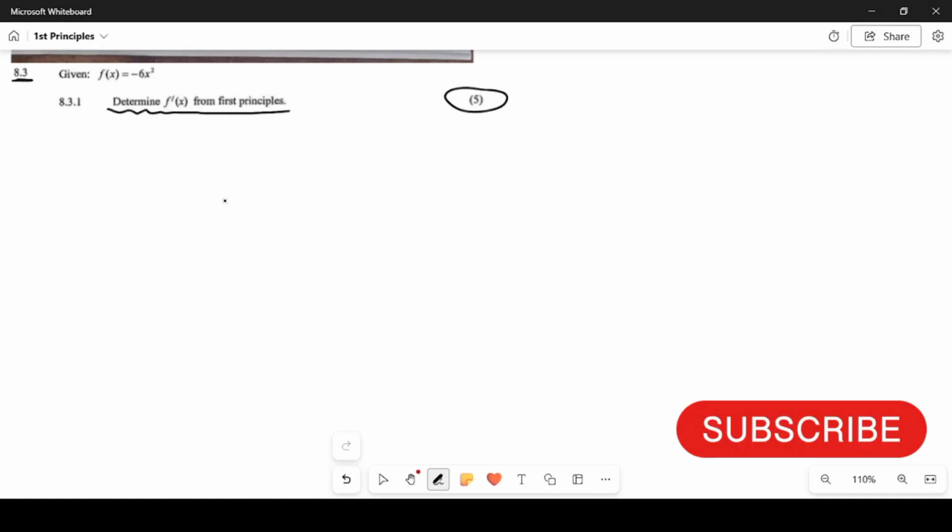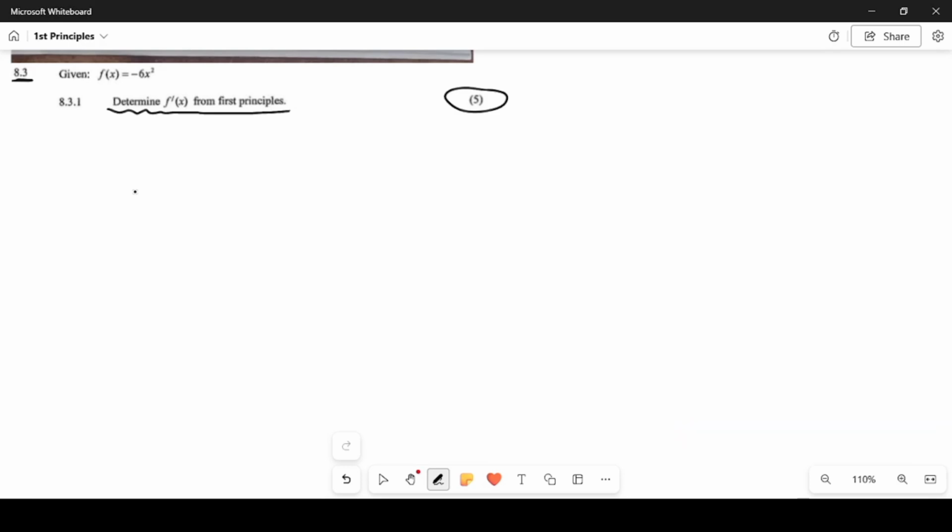So before we even start, I want you to just check something using the power rule. What I'm going to do now is show you the answer before you do the first principles. So how do we get the answer? We say f of x is equal to, we're just going to rewrite the equation that we have, 6x squared. That's what we are given.